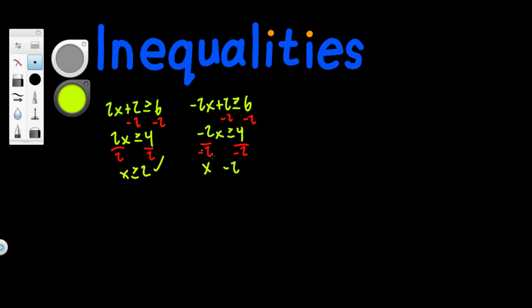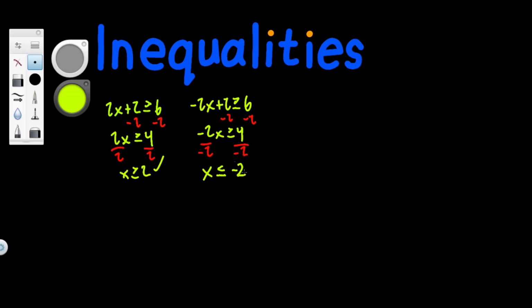But since we divided both sides by a negative, we need to flip the inequality. So now it goes like this. x is less than or equal to negative 2. Let me write this a little more clearly. So x is less than or equal to negative 2.